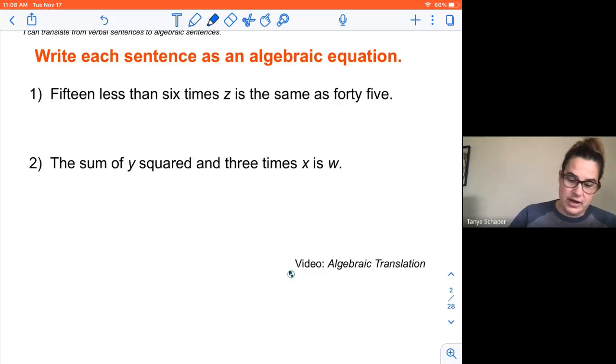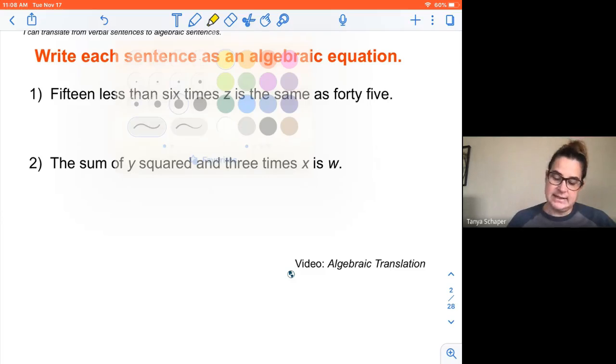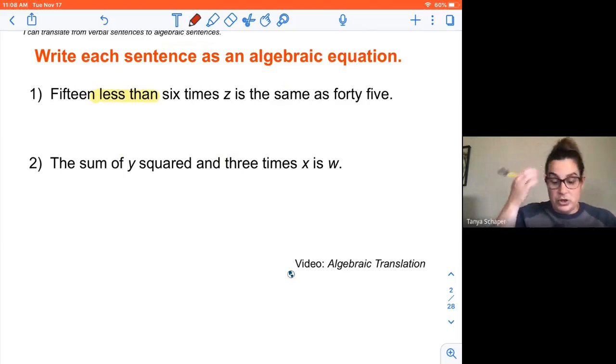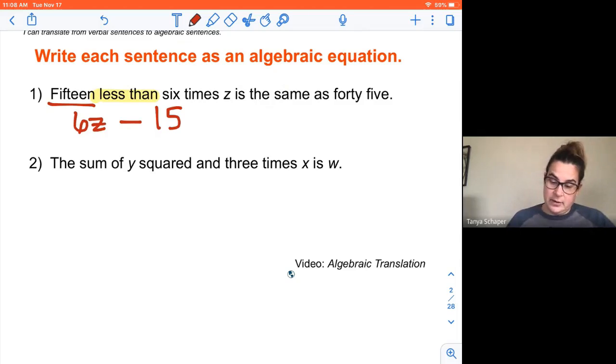And so when I take a look at this, I notice that 15 less than 6 times z is the same as 45. Now I want to point out less than. We talked about less than being a switch word, which means I need to switch the order of 15 and 6 times z. And so what I'm going to do is, we know that less than is minus, so I'm going to put that minus sign. 15 goes over here, and 6 times z goes over here, is the same as, that means equals 45.